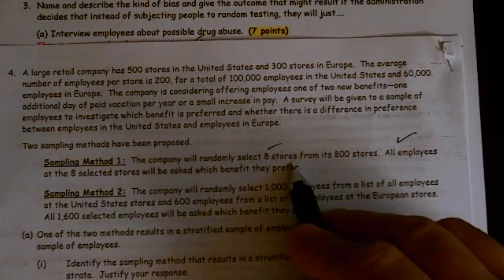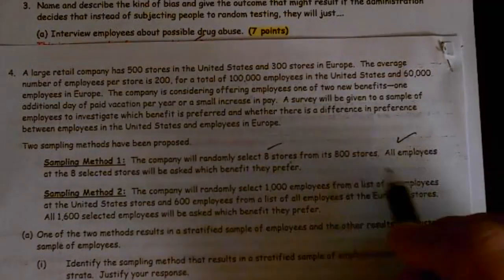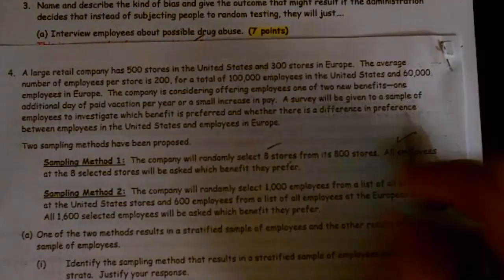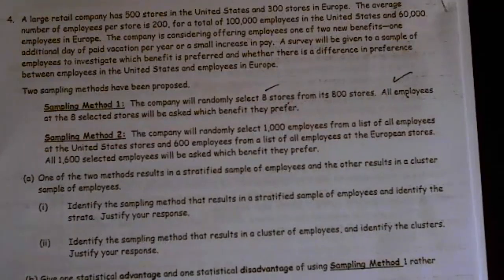That's going to be a cluster. And why is that a cluster? We randomly selected a group and then we performed a census or surveyed all. So we know that this one, sampling method 1, is a cluster. And we'll get back to that in a moment when we get to the questions.